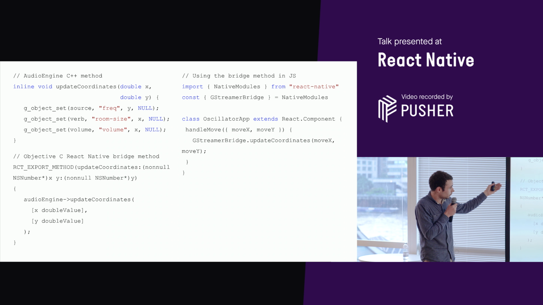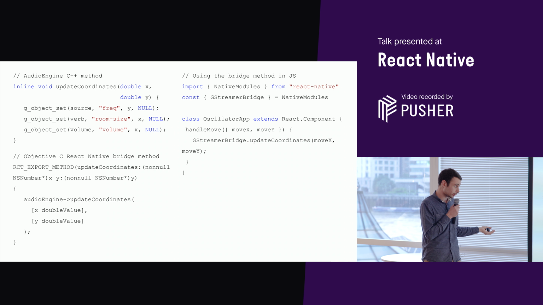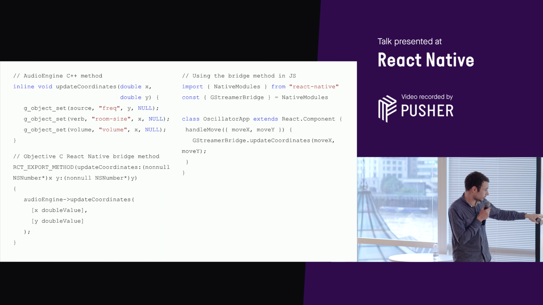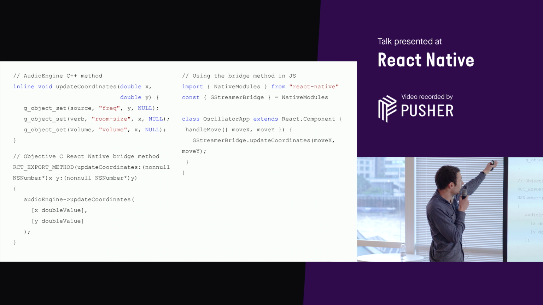So then this is a React Native method macro. I'm exporting a method called, again, update coordinates. The types come in as NS number. With this kind of communication, you need to convert types from NS types to C++ types. So that's what we're doing here. We're just converting that, getting the double value out of the NS value. So we're now getting a C++ double value and passing it in.